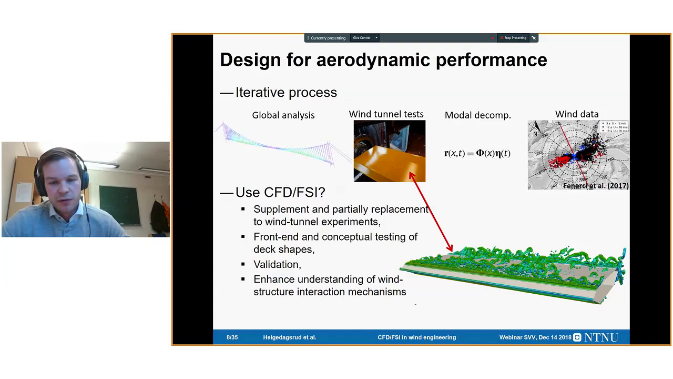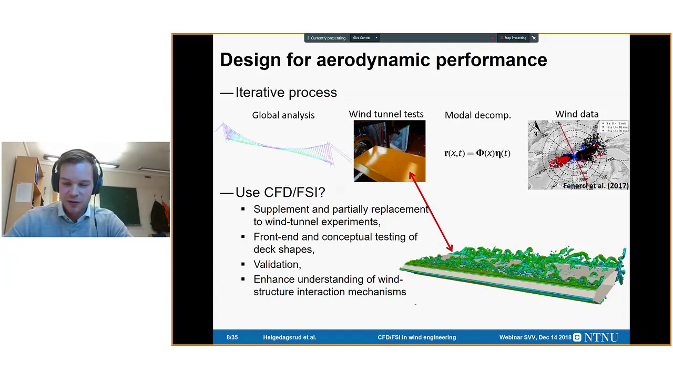It's especially relevant for the bridges with curved surfaces, because they tend to be Reynolds number dependent, and that is something where the wind tunnel tests fail. And yeah, perhaps study the flow patterns, and in the end of the day get a better understanding of the wind structure interactions and give the engineer a better night's sleep.